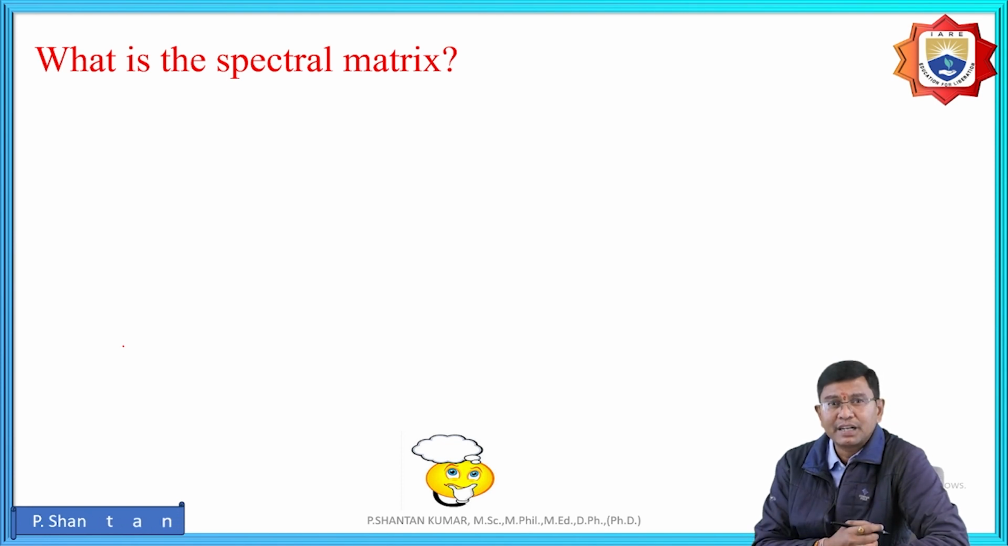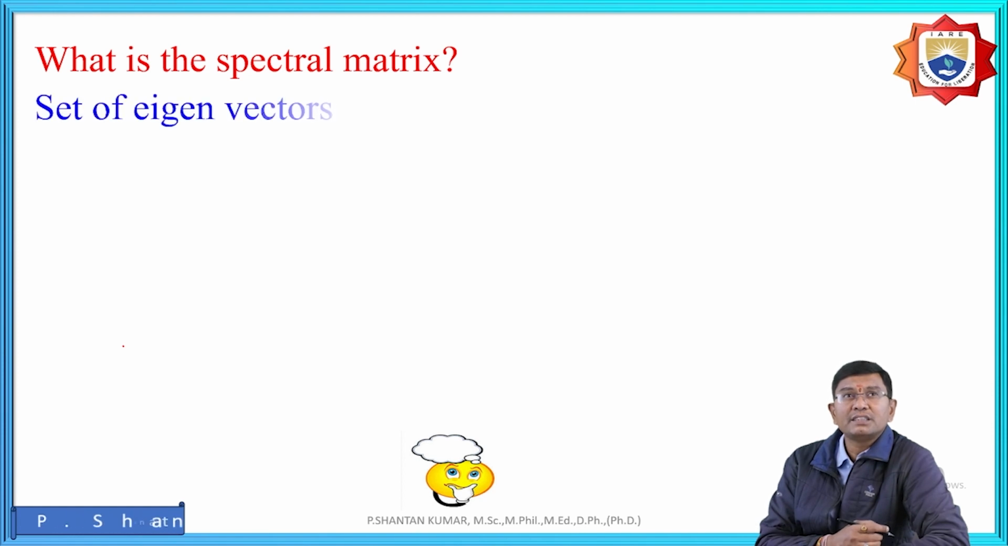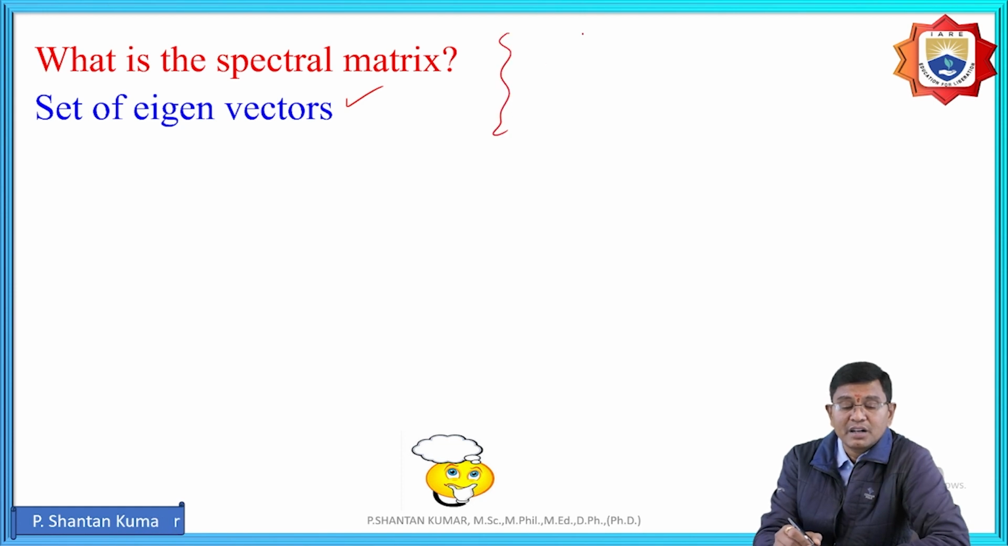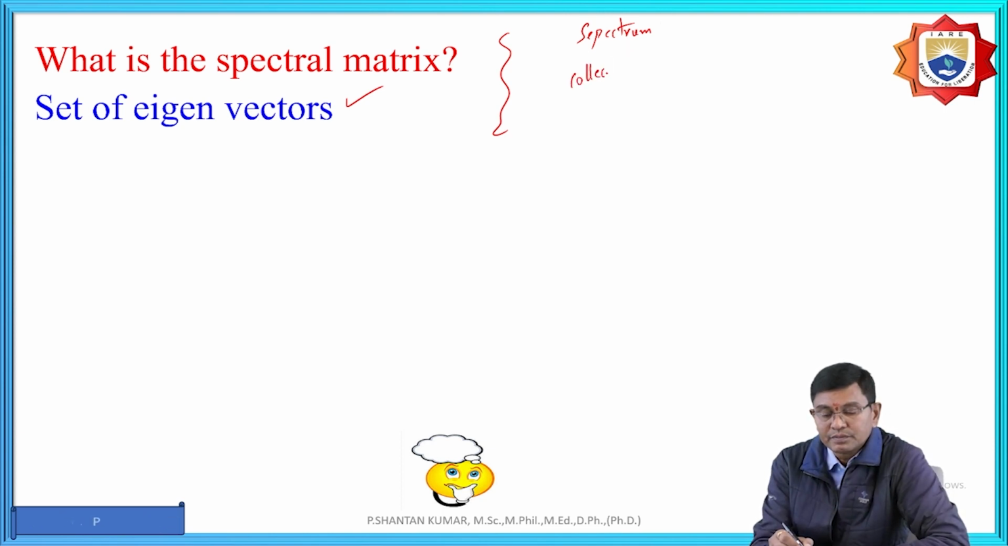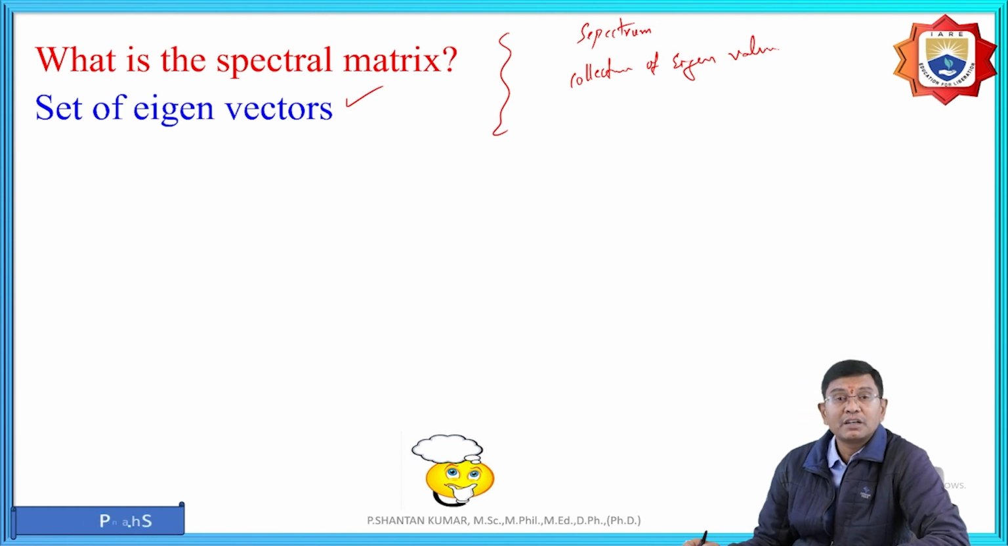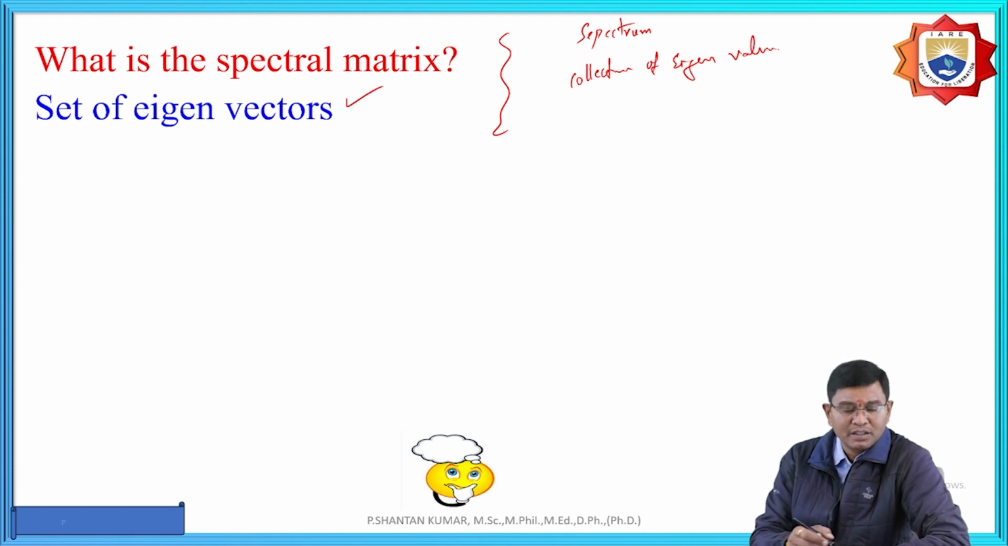Next, what is a spectral matrix? It is a set of eigenvectors. The other terminology is spectrum. The spectrum is a collection of eigenvalues. Spectral is the resulting set of eigenvectors.